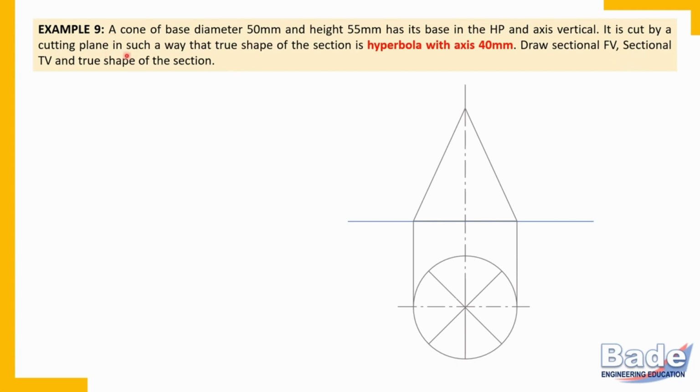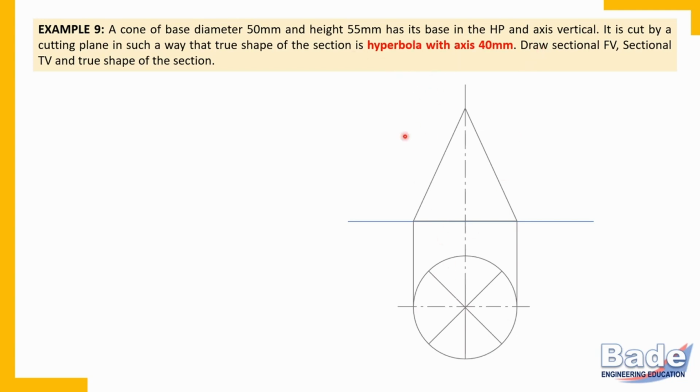It is cut by a cutting plane in such a way that the true shape of the section is a hyperbola with axis 40 millimeters. Draw sectional front view, sectional top view and true shape of the section. What is the true shape of the section? Axis 40 millimeters. So the axis you get in the front view and the base you get in the top view. Here the base is not given, so the only thing we are going to manage is the axis of 40 millimeters.